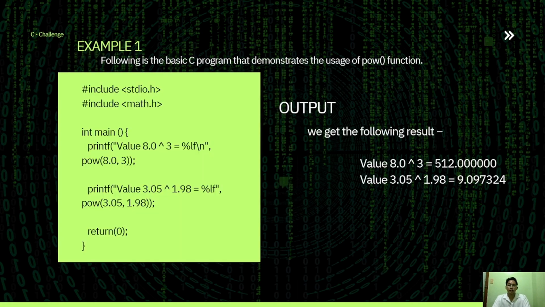Example 1. Following is the basic C program to demonstrate the usage of the pow function. So the output, we get the following result. By running this code, the value 8.0 to the power of 3 is 512, or 512.0 because we used 8.0. Then the next is the value 3.05 raised to 1.98, which is 9.097324.